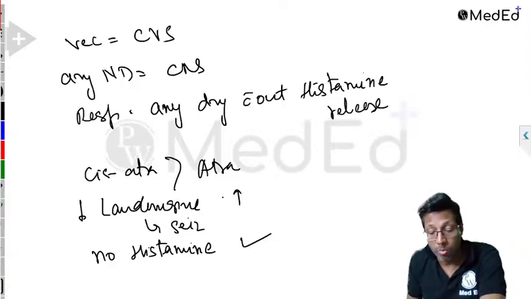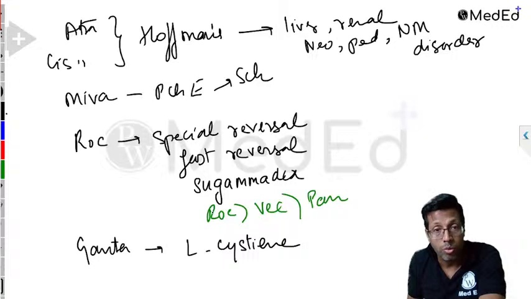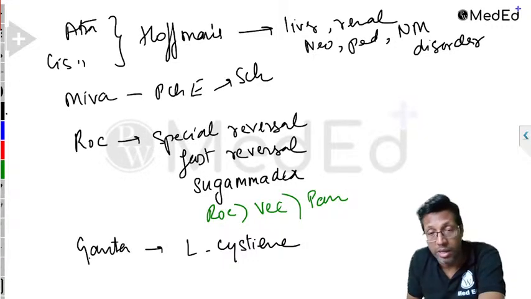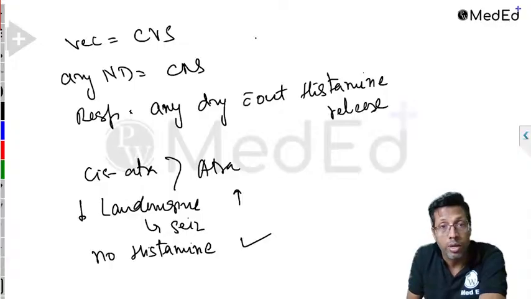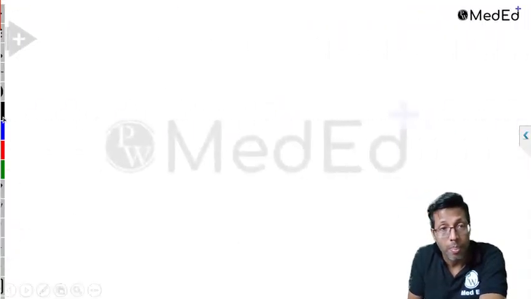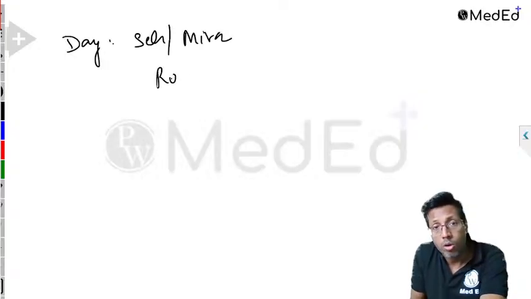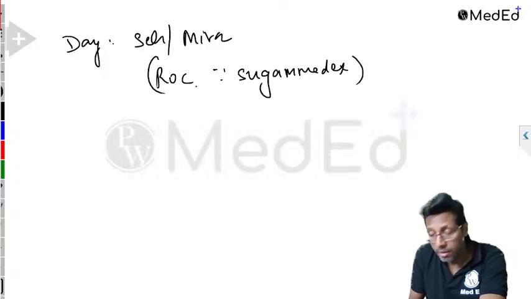Where is rocuronium preferred? Rocuronium is preferred wherever you need a special reversal, fast reversal, or for a daycare surgery. Nowadays, in daycare surgery, you need shortest acting. So succinylcholine can be used, but even rocuronium, since sugammadex is available, can be used, right?